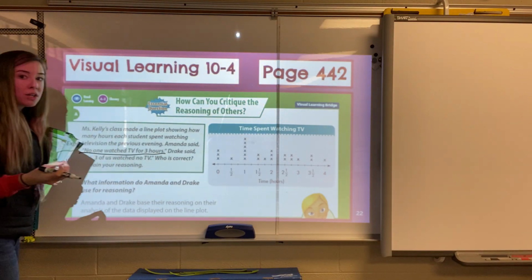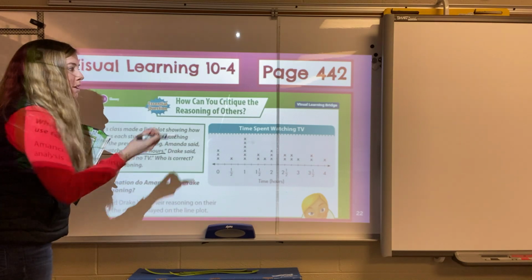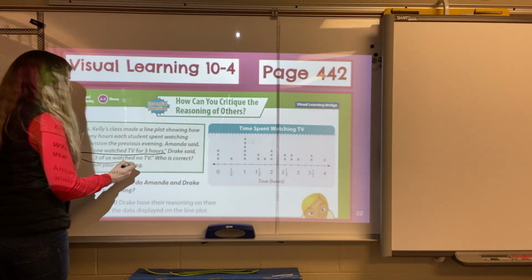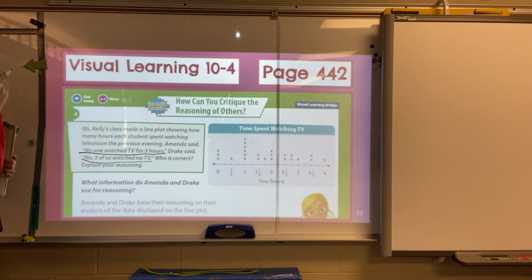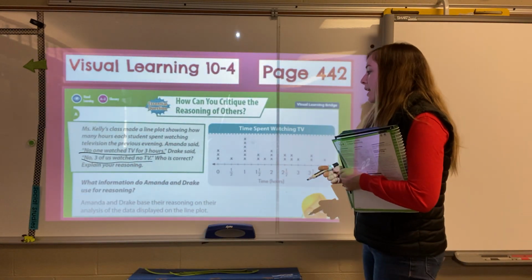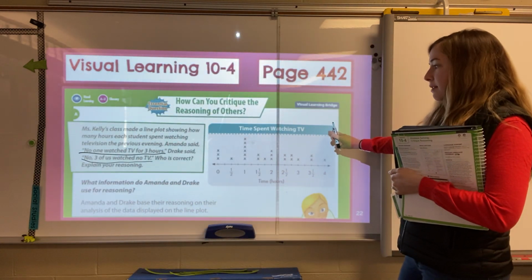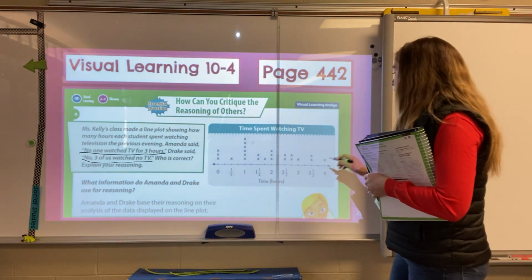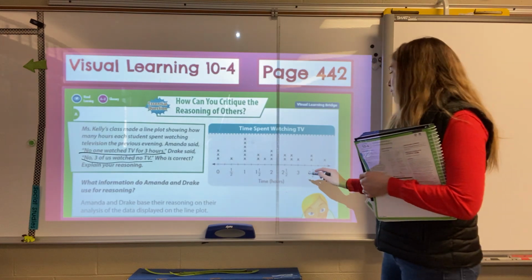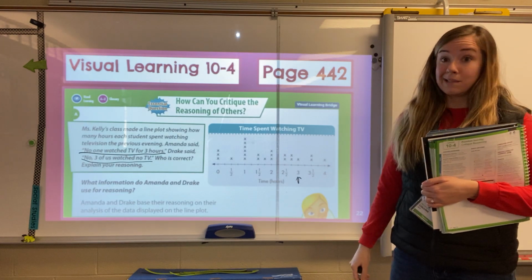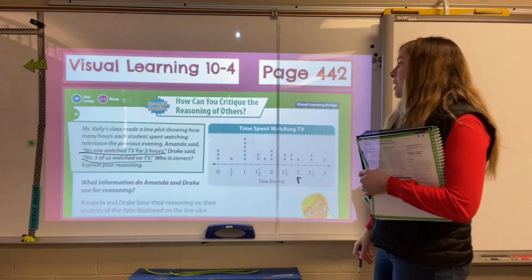So the first thing we need to do is check her work. You will do the work with that. Drake said, no, 3 of us watched no TV. Who is correct? Explain your reasoning. So what information do Amanda and Drake use for reasoning? They base their reasoning on the data that's here in our line plot, right? And Amanda would have looked at the 3 hours, no one watched TV for 3 hours. Looking at this 3, we can already kind of tell Amanda didn't pay attention, right?